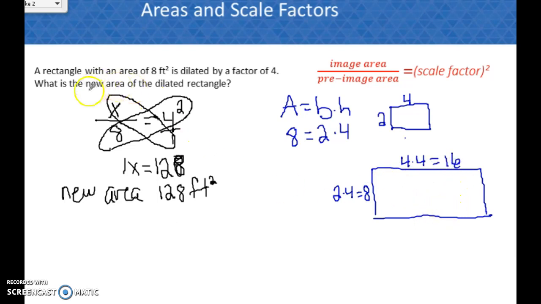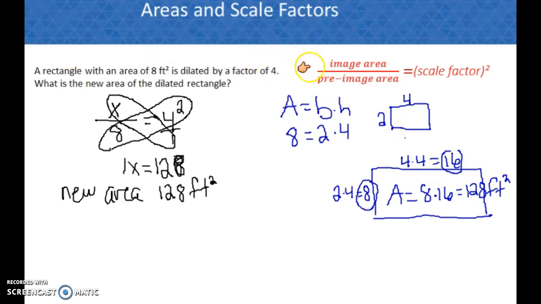And remember, your goal is to find what is the new area of the dilated rectangle. So now you could find the area of this rectangle using 8 and 16. So you could do 8 times 16. And again, you would get 128 feet squared.